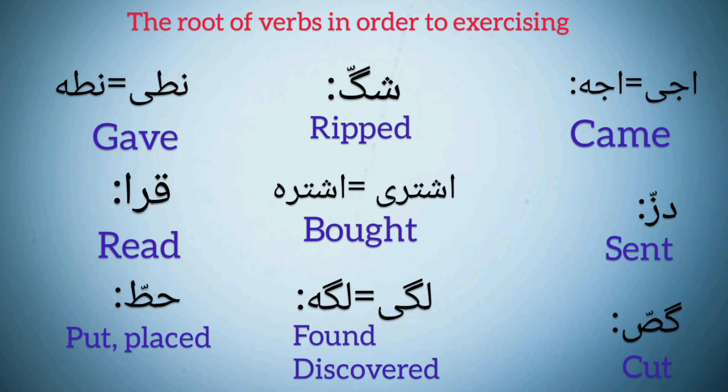Nata. As you see, the last letter of nata is alif, and it basically means gave. He gave. Qara means read, and it's a past tense root. And hatta means put or placed. This one is a root whose last two letters are the same. They have a tashdid.